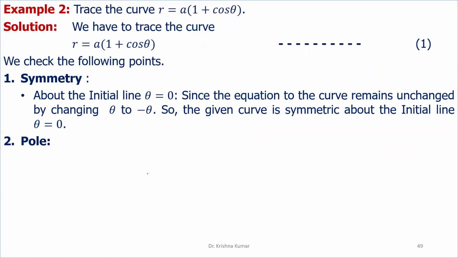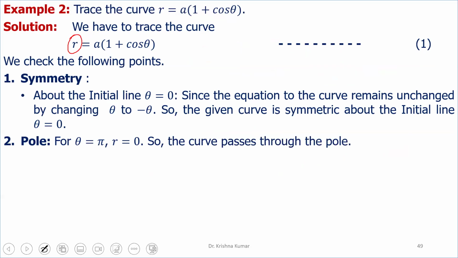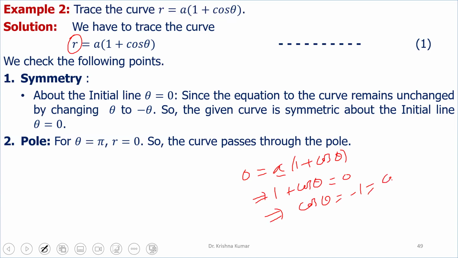Next point is about the pole. Does the curve pass through the pole or not? To check this, we just put r equal to 0. If you put r equal to 0, what are we getting? 0 equal to a times (1 plus cos theta). Since a will not become 0, 1 plus cos theta equal to 0, so cos theta equal to minus 1. And we know that cos pi is minus 1, so theta equal to pi.